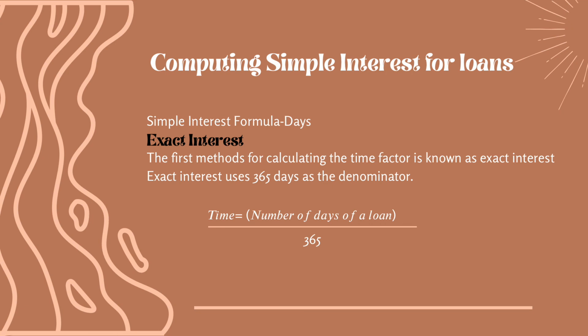The first method for calculating the time factor is known as exact interest. Exact interest uses 365 days as the denominator. Time equals number of days of a loan over 365.